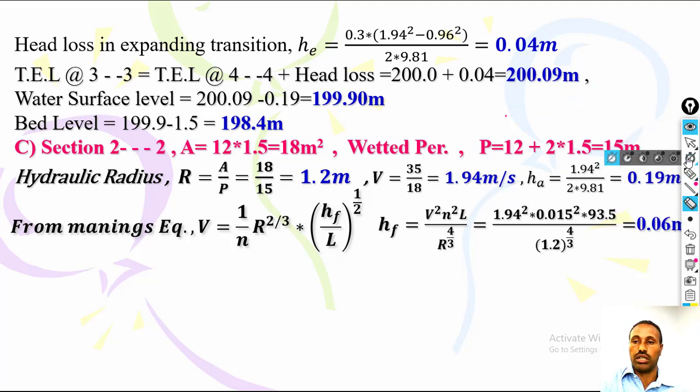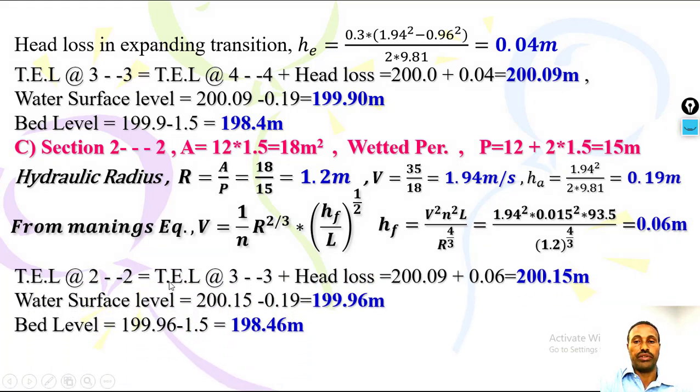You can just have the total energy level at section 2: total energy at 3-3 plus head loss, then you get this one. And water surface level will be, just subtract this one, v square over 2g, then you have 199.96. Then bed level, which is this one.